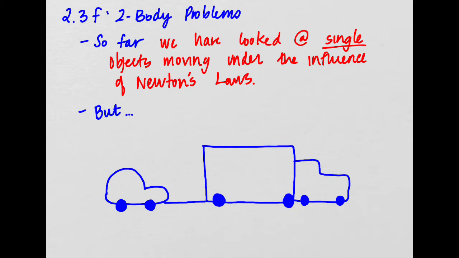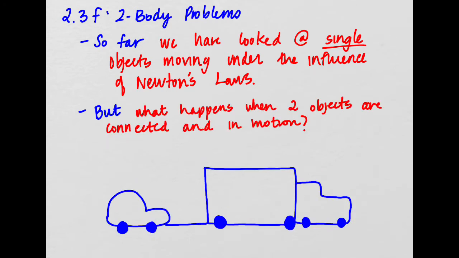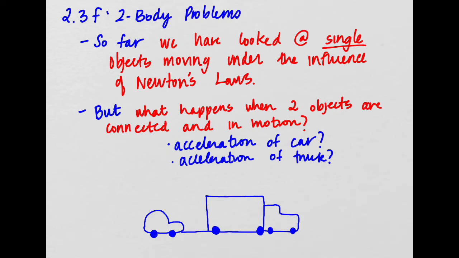So let's look at an example of that. The example I have drawn here is a big truck connected to a little car. It's towing this little car, and the truck is moving forward. There's a lot of different things we need to think about when we're looking at these two objects moving, rather than just one car or just the truck moving. How is the acceleration of the car and the truck determined? Are they the same? Are they different? Is one going faster? Is one going slower?